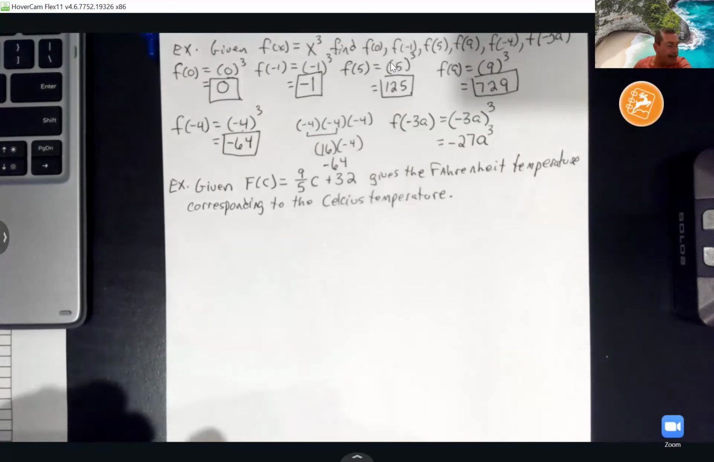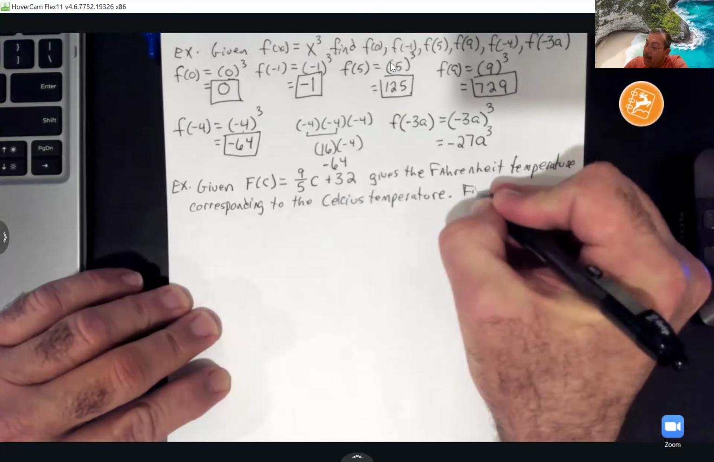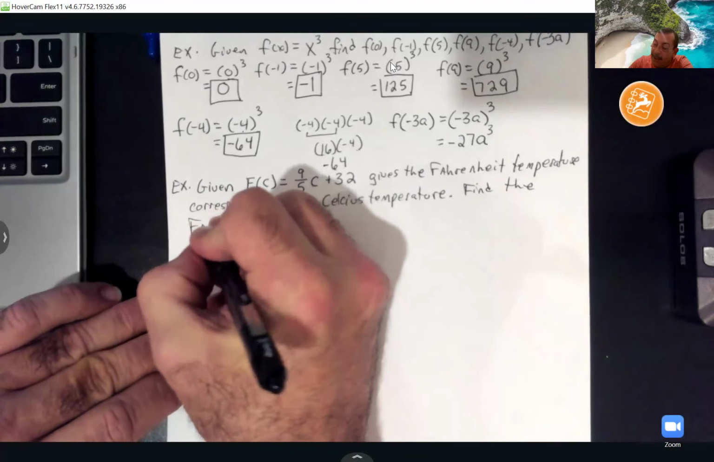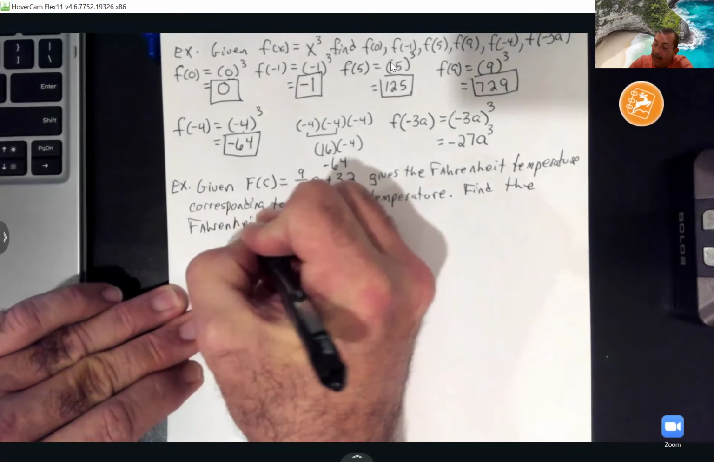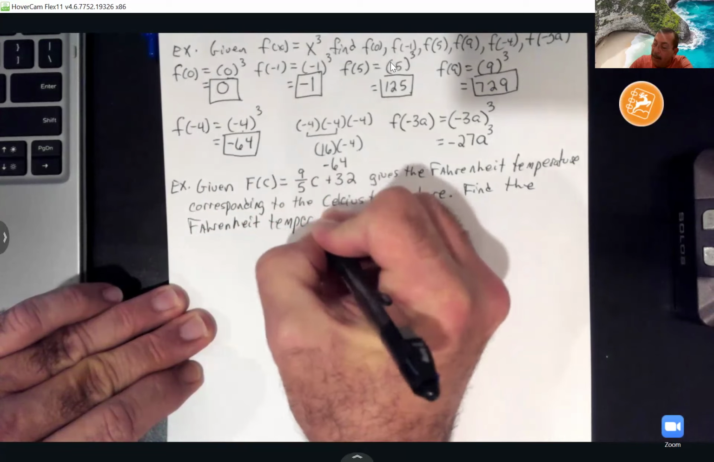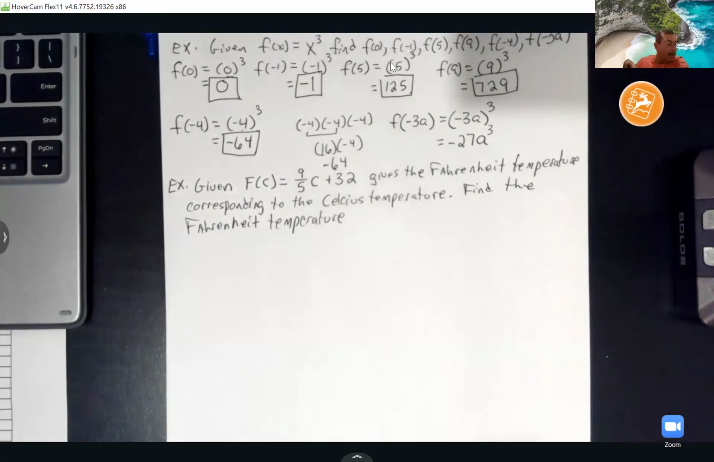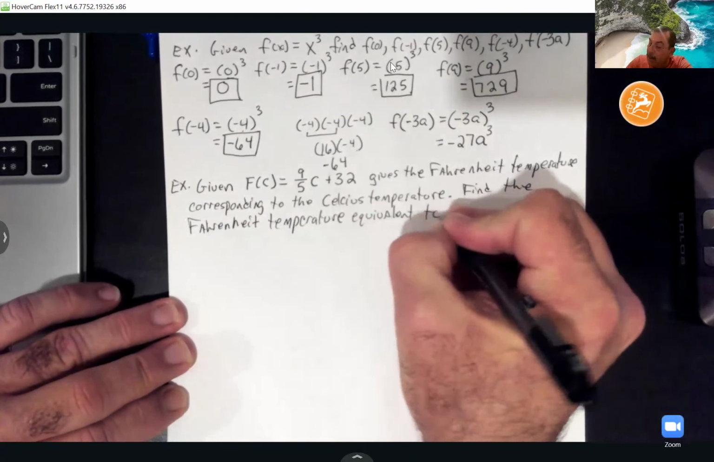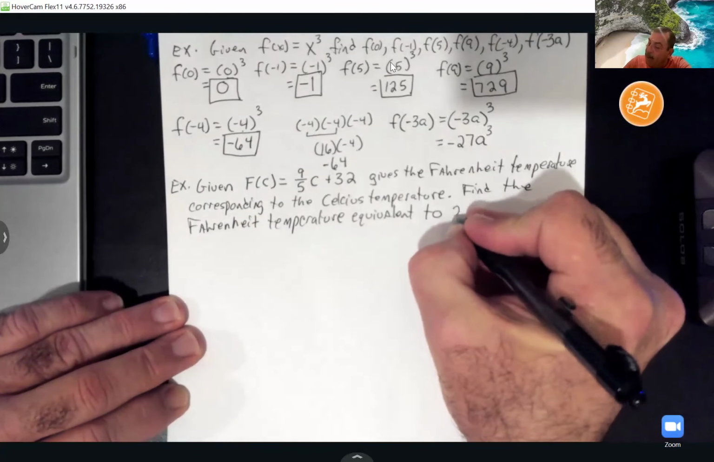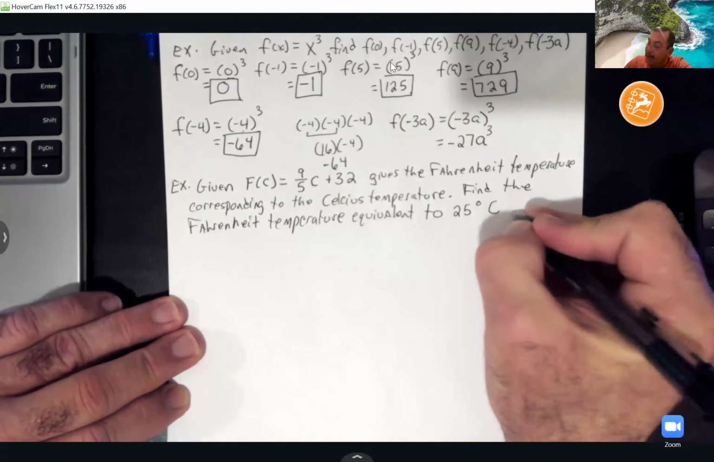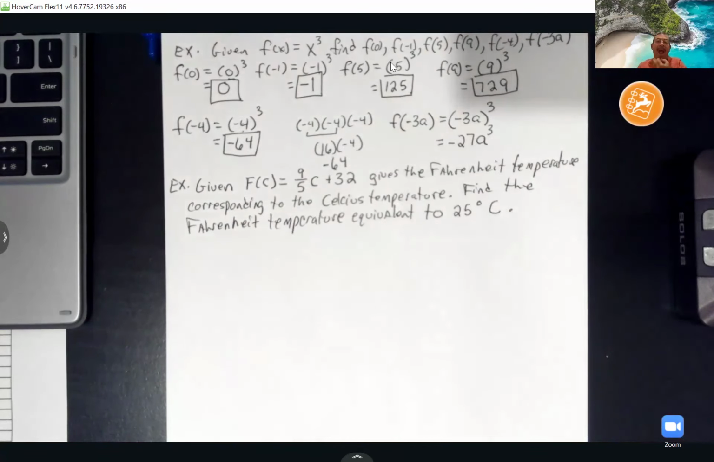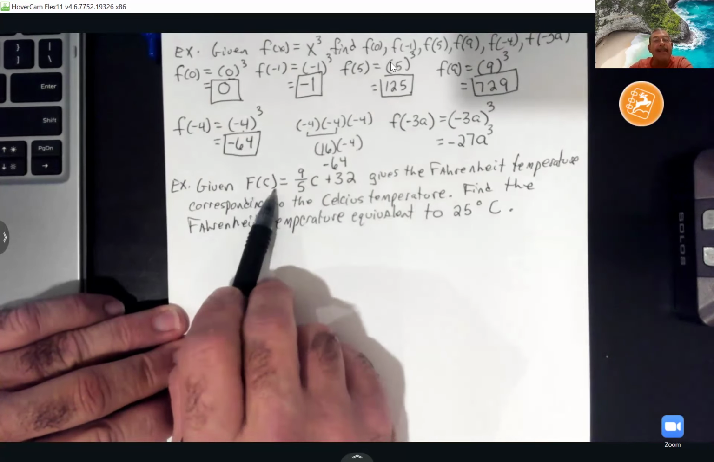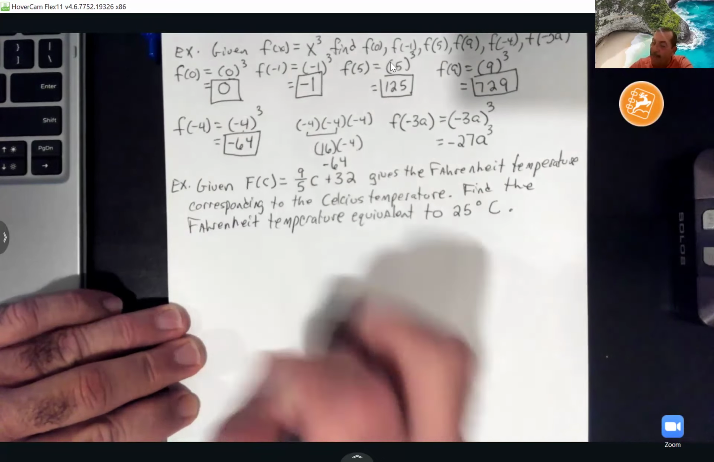Now, what they want to know, though, they want to find the Fahrenheit temperature equivalent to 25 degrees Celsius. So my Celsius temperature is 25, so that means I'm going to find f of that 25.